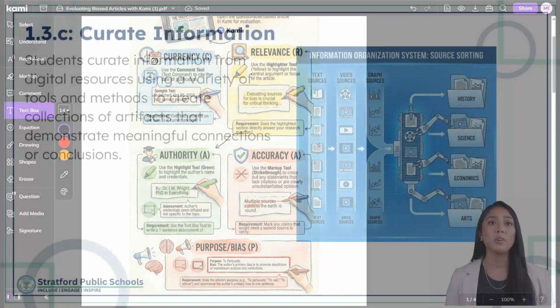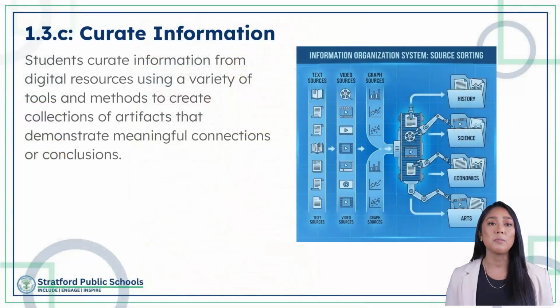Moving on to 1.3.c, Curate Information. This is where students transform scattered facts into organized knowledge. Curation is not just collecting links, it's organizing, connecting, and making sense of the information to draw new conclusions. Students must create collections of artifacts, not just a list of facts, that demonstrate meaningful connections and lead to new understanding. Think of them as museum curators, selecting and arranging exhibits to tell a cohesive story.